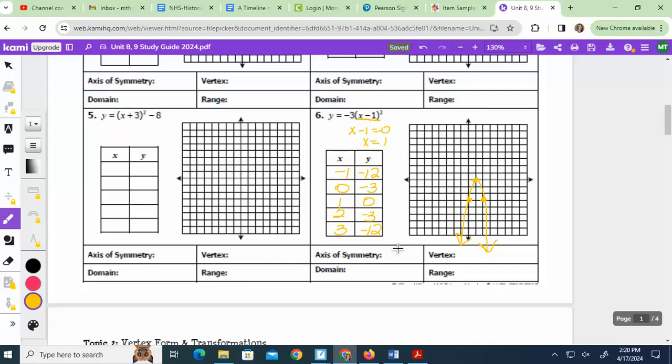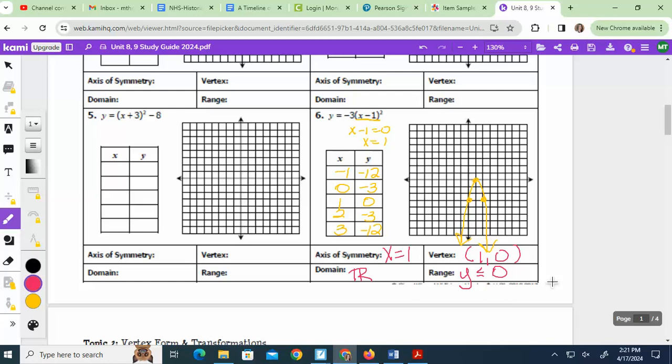What is the axis of symmetry for that? X equals 1, the center, the vertex. The vertex was the ordered pair. Domain, no matter what, all real numbers. And my range, since again this opened down, it'd be y is less than or equal to 0. All right, do you guys feel like you could do those graphs on the front then? Okay. Let's go to the next page.